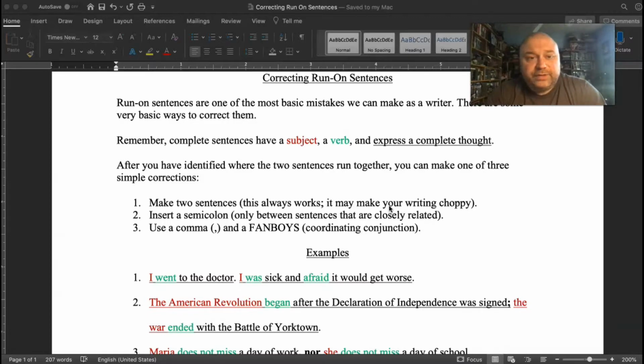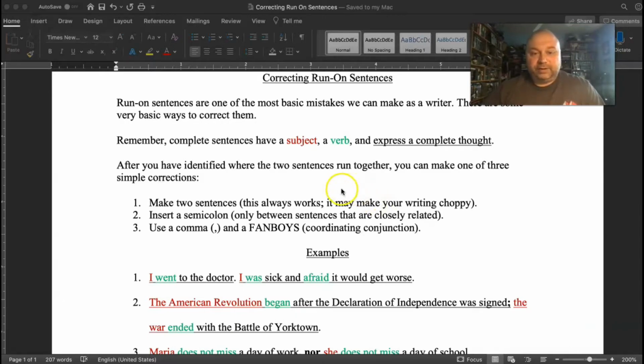In previous videos, you've seen a couple ways to correct them. We've talked about the fanboys already. We've even talked about the use of a semicolon. We have defined a run-on sentence as two complete sentences smashed together without any punctuation. And we know that it is one of the most basic mistakes we can make as a writer. But a basic mistake also has some very basic ways to correct it. We're going to look at three right here.